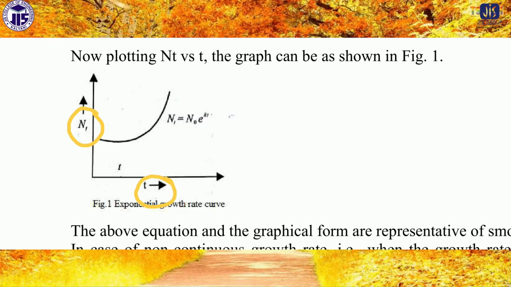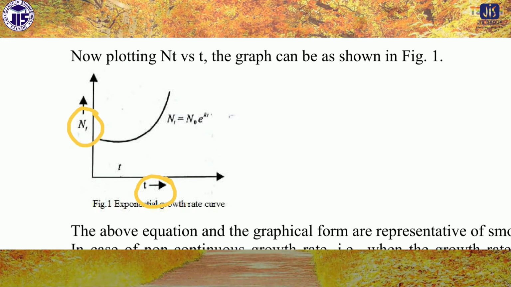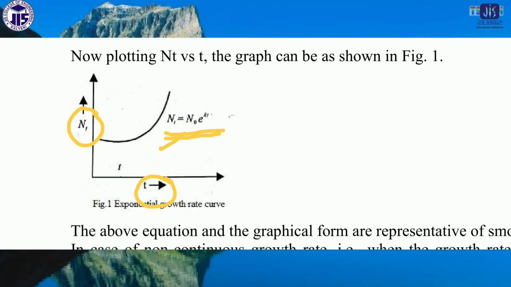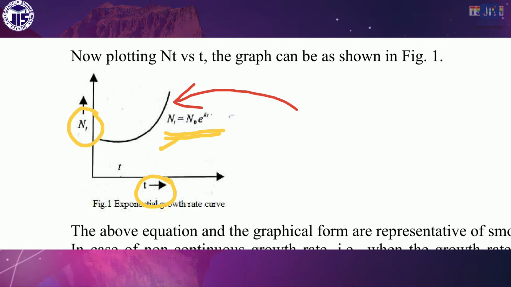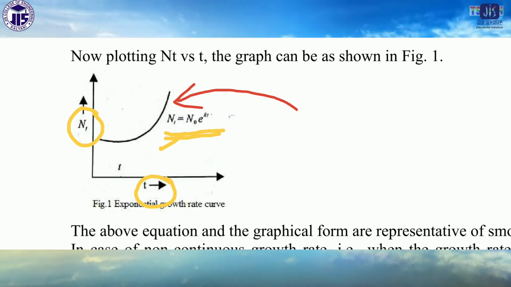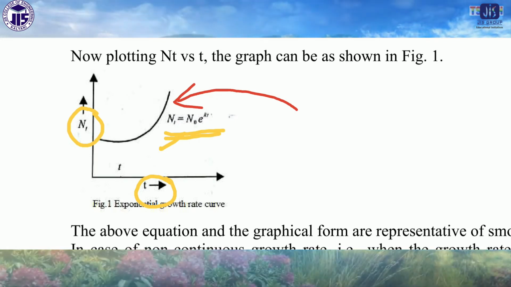So what will be the nature of the graph or exponential growth curve when we are following the exponential growth rate equation? According to the curve or the graph, it is very clear that the population will be exponentially increased with time. So if population is exponentially increased with time, then only it is possible to get this type of curve. But is it right?